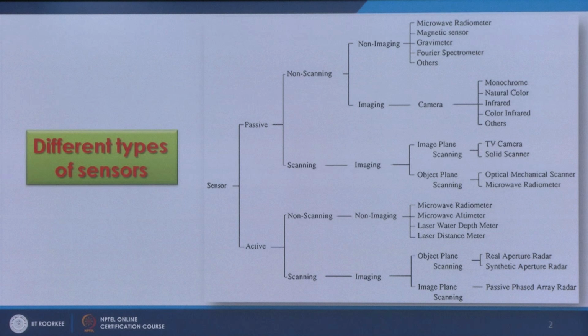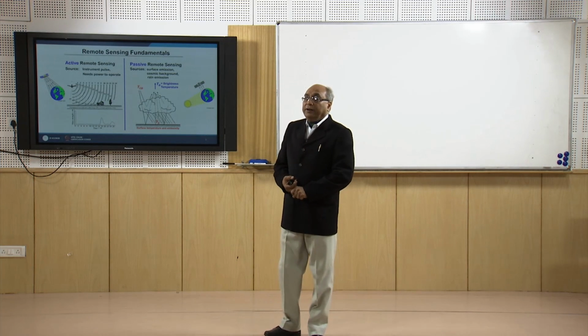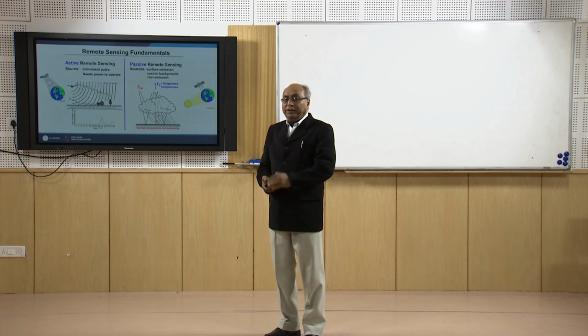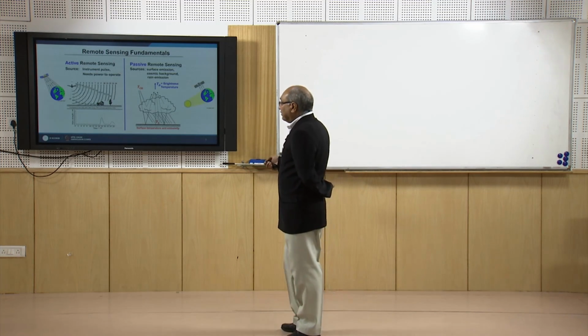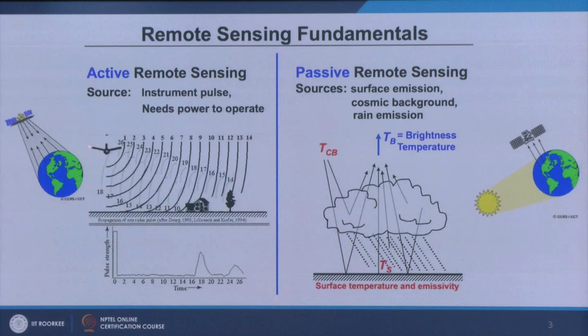We will see examples of these different types of sensors associated with different types of satellites in the initial stages of development of remote sensing and later. As you can see, in case of active remote sensing, basically the pulse is sent by the instrument on board the satellite, and then whatever is returned back is recorded, and this is how you acquire radar data or active remote sensing data.